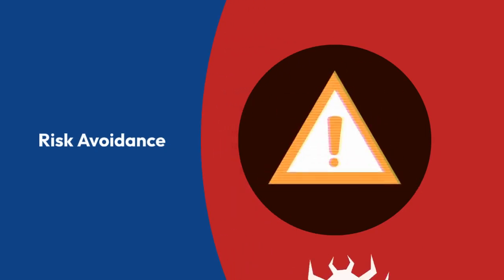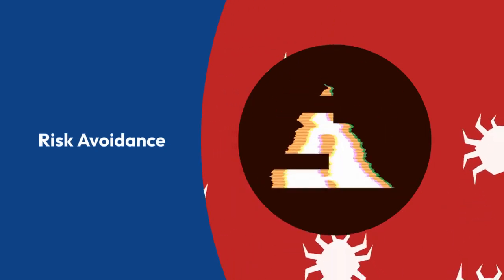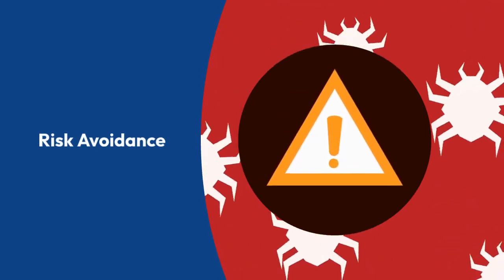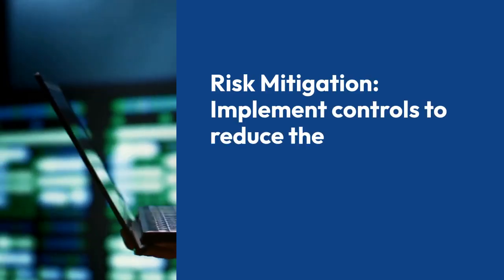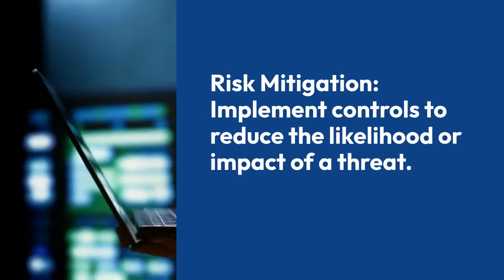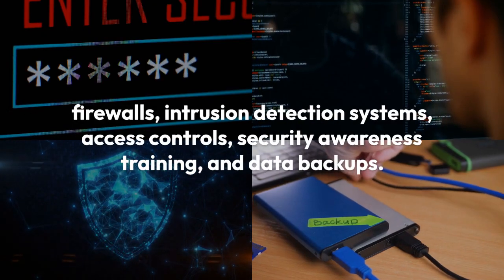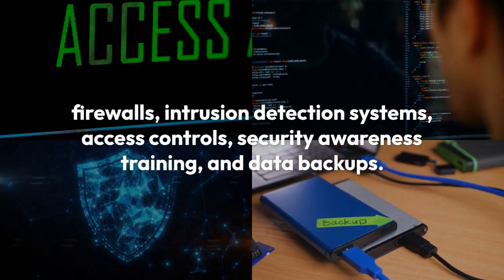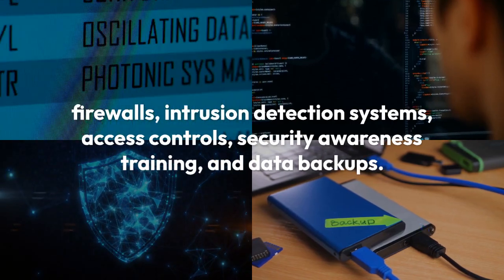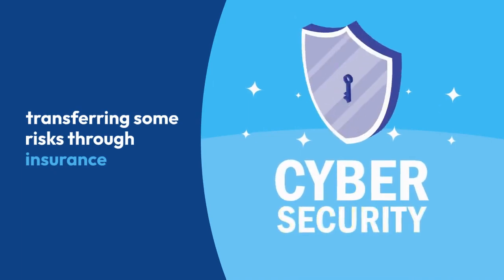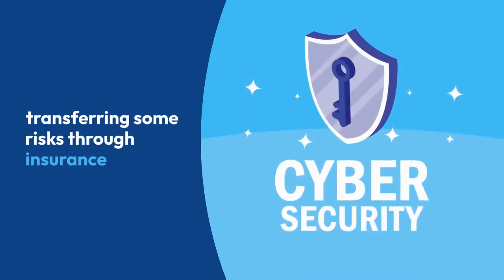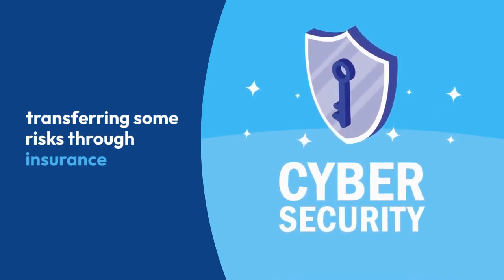Risk avoidance. Where possible, eliminate the risk entirely by avoiding the vulnerable system or activity. Risk mitigation. Implement controls to reduce the likelihood or impact of a threat. Examples include firewalls, intrusion detection systems, access controls, security awareness training, and data backups. Risk transfer. Consider transferring some risks through insurance or outsourcing specific functions to a secure third-party provider.